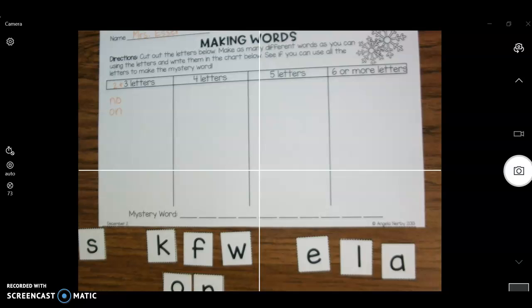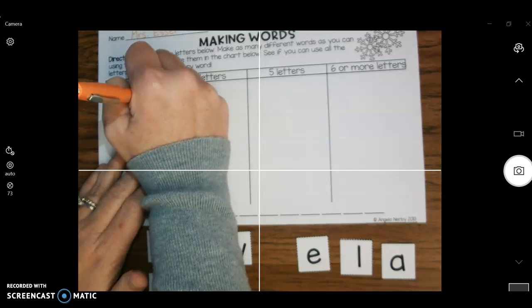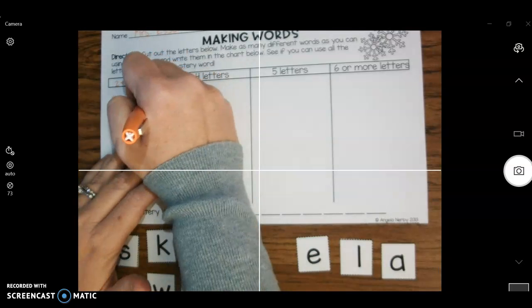I wonder if there's some 3-letter words that I could do with on, O-N. What would happen if I put an S here? I think that says son, as in a boy, a child, S-O-N. So I'm going to write that on my paper. Let's see what else. What if I take the S away and I put a W? That says won, W-O-N, one. So I'm going to write that down.